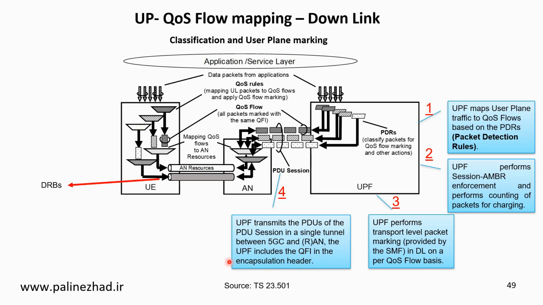We see this part in a call procedure where we see the reflective QoS, that the QFI and RQA, reflective QoS attribute, were added to the encapsulation header on the entry interface. And here we see it again. The UPF includes the QFI in the encapsulation header. And now you can guess that if the reflective QoS is enabled, the RQA reflective QoS attribute can also be added.